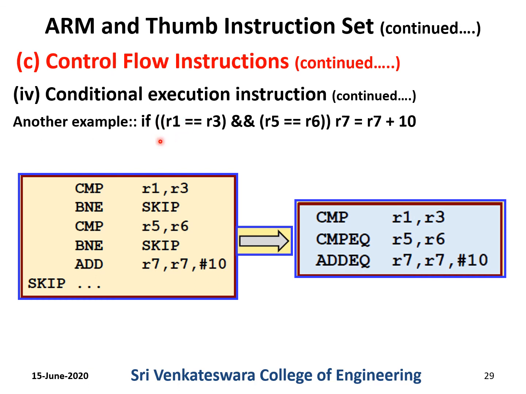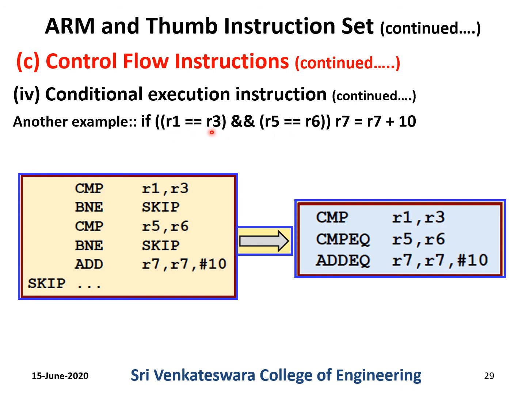Let us see one more example. The program has to implement this expression: if R1 is equal to R3 and if R5 is equal to R6, then only R7 should be added with 10. So only if these two conditions are met, R7 should be added with 10. If the first condition is not met, straight away we need not compare R5 with R6 or add R7 with 10, and come out.